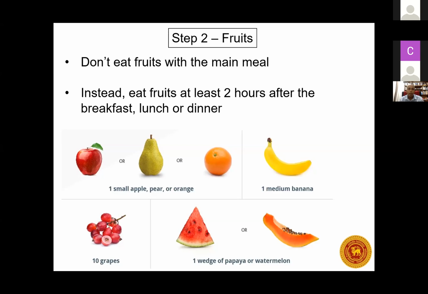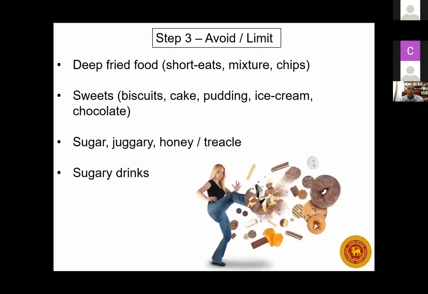So here there are 2 advantages. First one is, we are reducing the glycemic load because we are spreading out the calories. Second one is, if you have a fruit for the snack, you are replacing an unhealthy snack, something like a short eat or a biscuit, with a healthy option, which is the fruit. So remember, the first step is the healthy plate. Second step, you tell them don't eat fruits with the main meal. Instead, eat fruits 2 hours or more after the meal as a snack.